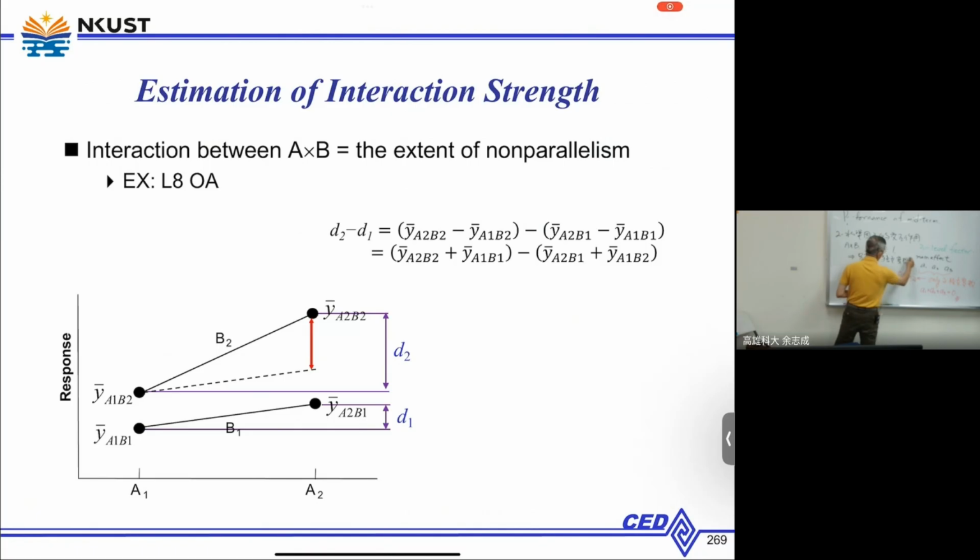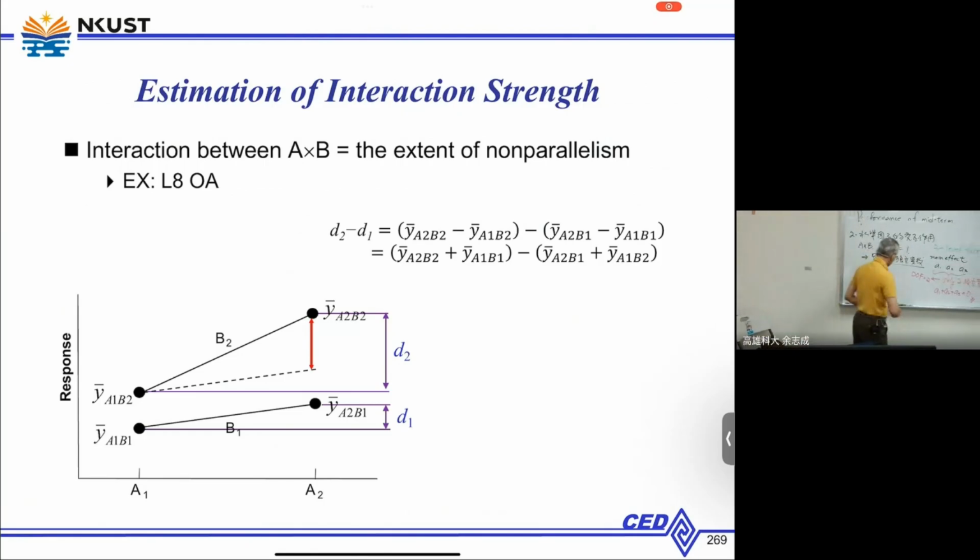We just need one variable. We can conclude whether there is an interaction or not. If the difference between D1 and D2 is very small, no interaction. Very big, strong interaction. Okay?